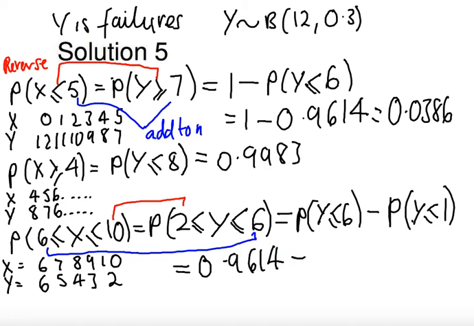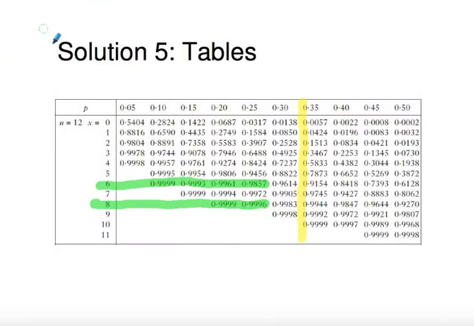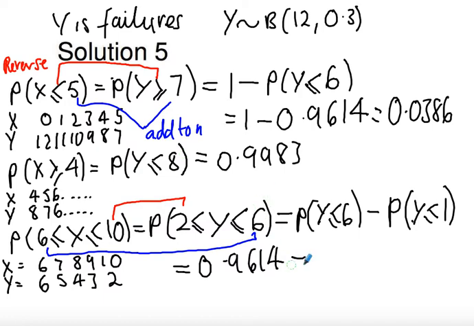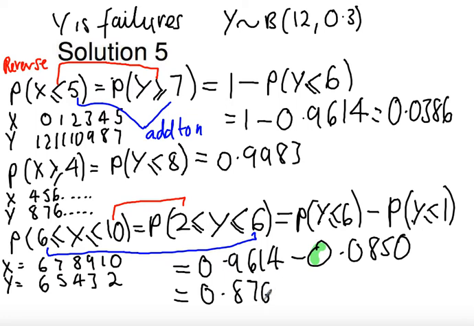And less than or equal to 1. Let's get my highlighter pen so I can just read across. Here we go, 0.0850. Okay, and so let's calculate that on my calculator. And you should get an answer then of 0.8764.